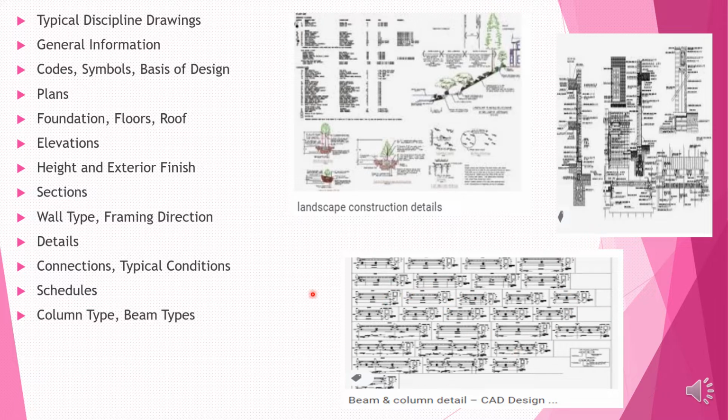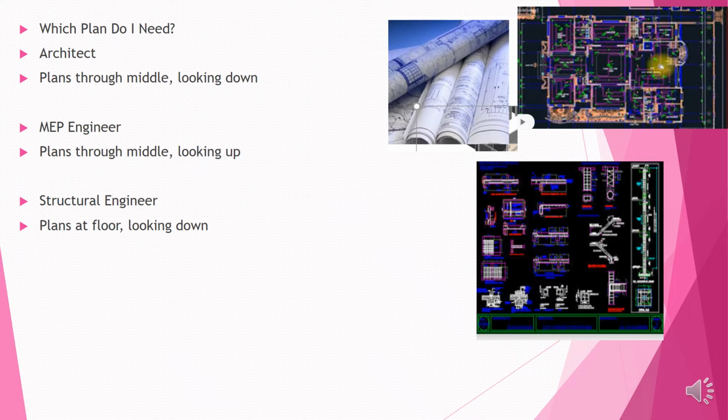Here I show you how these columns, beams, details and everything, which I will be showing in the coming plans, are used to execute the work in full depth. Architectural drawing: I want a plan through the middle looking down, that means a top plan, top view. MEP: plan through the middle, and if I look from bottom to top, what things are going to be around. Structural engineering: plans at floor and top view.